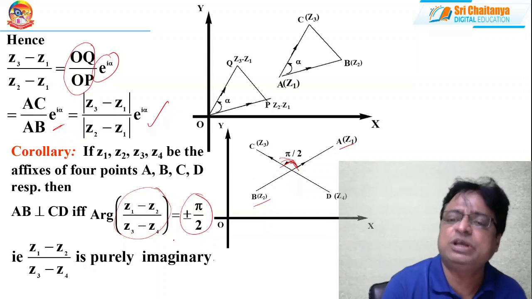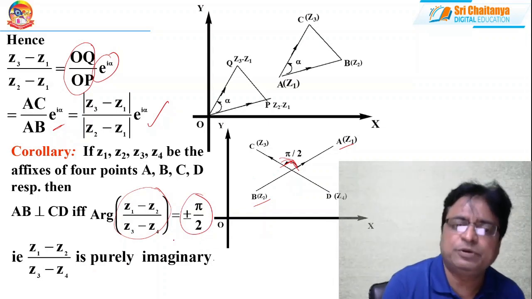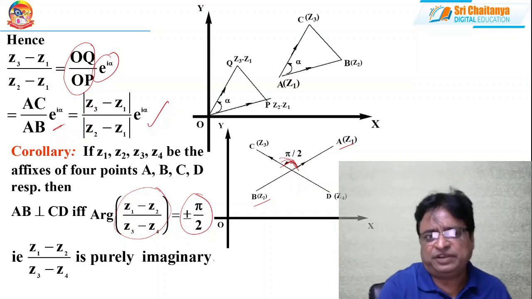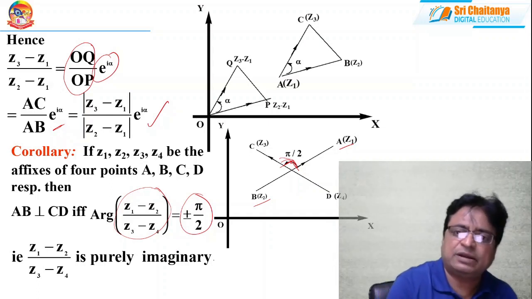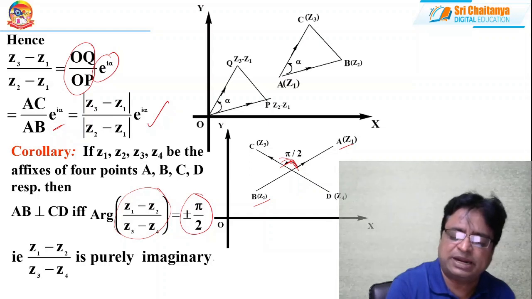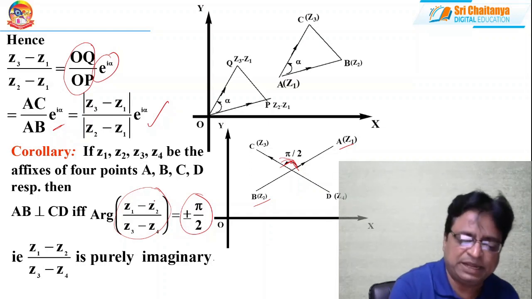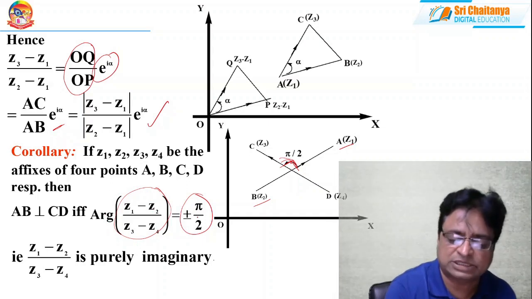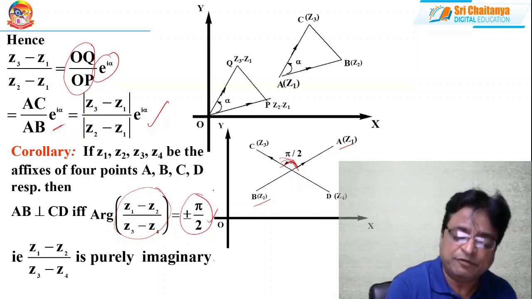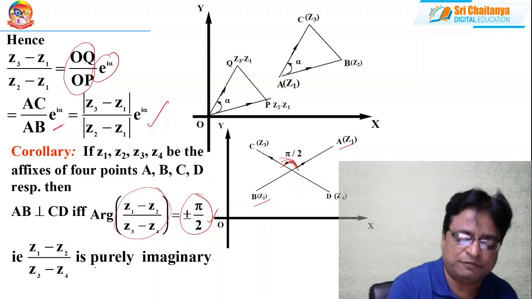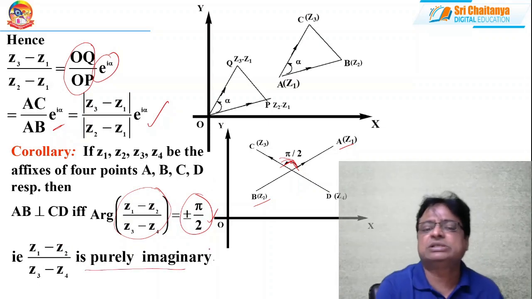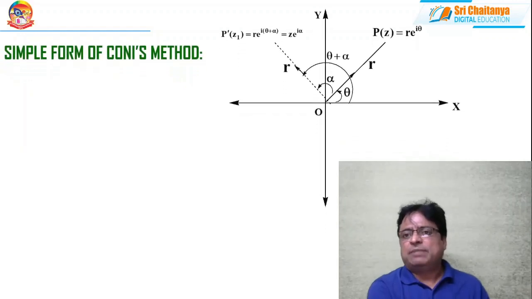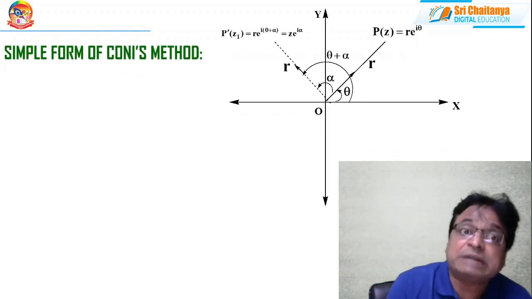Therefore, they are what? Purely imaginary. So, with the help of this, whenever two vectors make an angle of pi by 2, we can simply represent that in the form of argument. The argument of these two vectors is equal to plus or minus pi by 2. Whenever the argument is plus or minus pi by 2, obviously they are purely imaginary numbers.